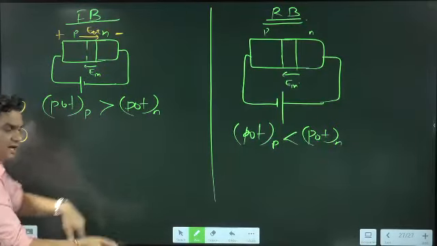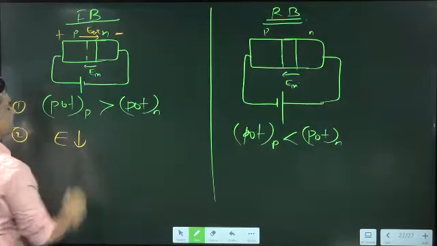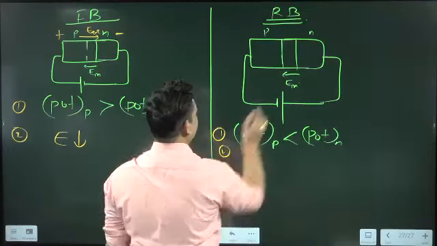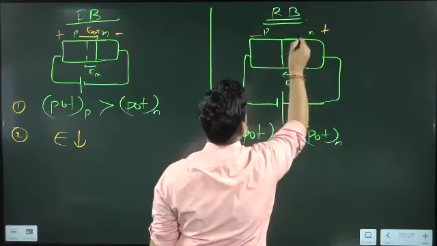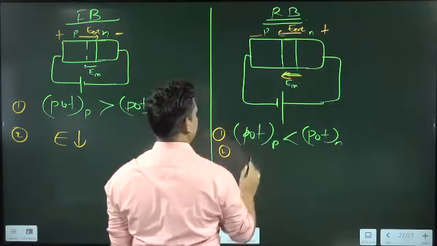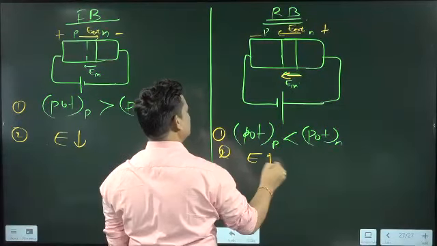This one here, so we can say reduced. So we can say E is reduced. Okay, strength of field is reduced. But here, in number two, this is negative, this is the positive. Field is always positive to negative. Now external and internal both are in the same direction. So here strength of field is increased.